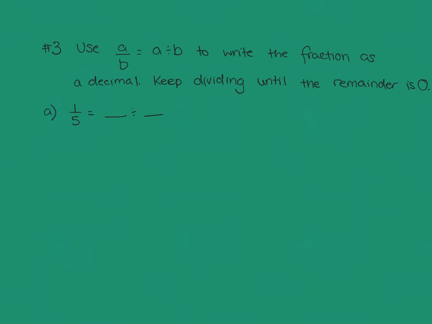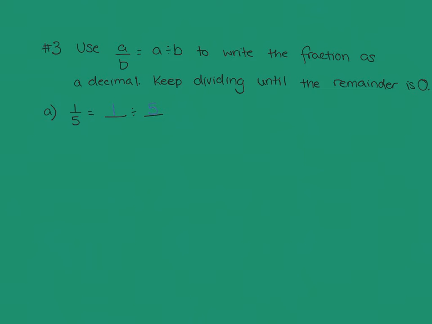Question number 3 asks you to use the fact that A over B is the same as A divided by B to write the fraction as a decimal. We're going to keep dividing until the remainder is 0. The first step is to rewrite this as a division statement. So we just go in the same order. So 1 over 5 is the same thing as 1 divided by 5.